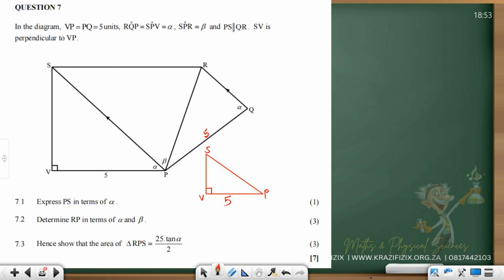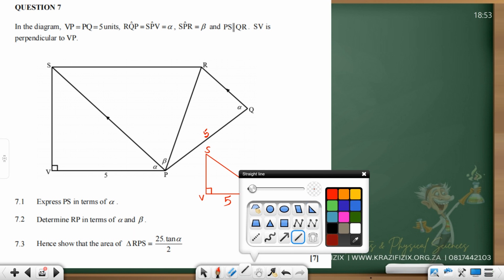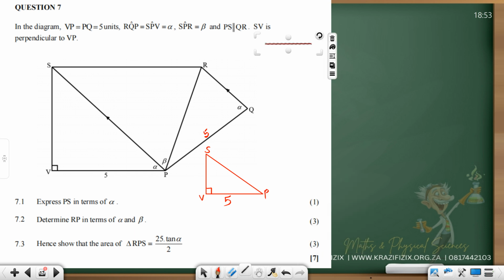That's what I know in the first triangle. Then I see another triangle somewhere there. And that triangle is SRP, and that is beta. And then I see a third triangle which looks like that. And that is R, Q, and P. I know this as 5. I know this as alpha.